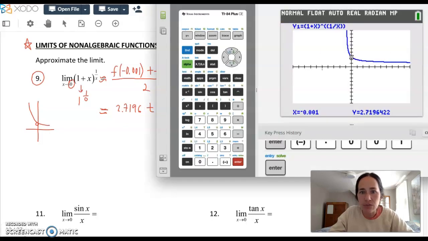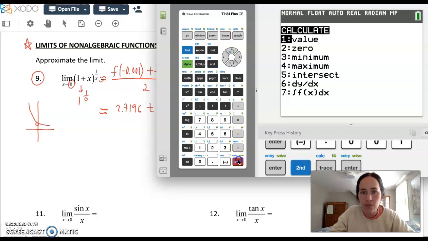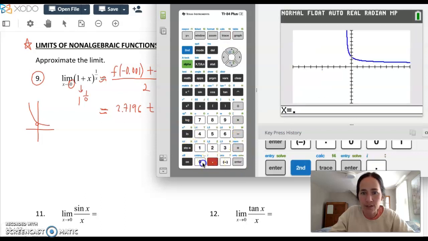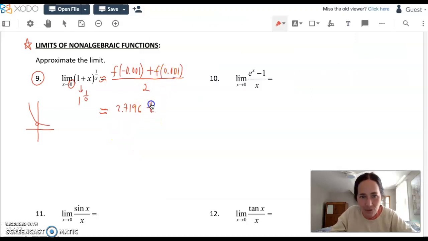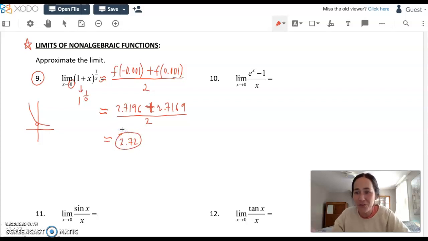If I do the same thing, I want to add second and calc for a value. The value when x is equal to positive 0.001. And you get 2.7169 this time. So this should be a plus, and then 2.7169. And I want to average those. So use the calculator, average those two values. You get around 2.7, something that rounds up to 2.72. For me, for now, this whole thing's just an estimation.